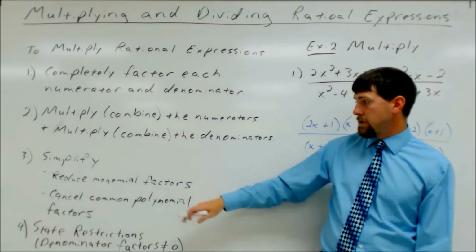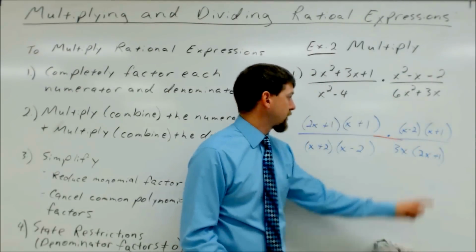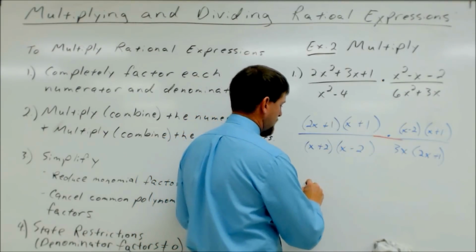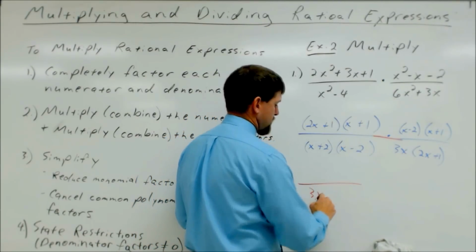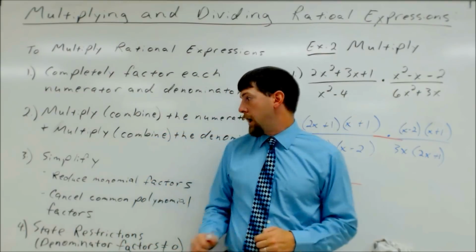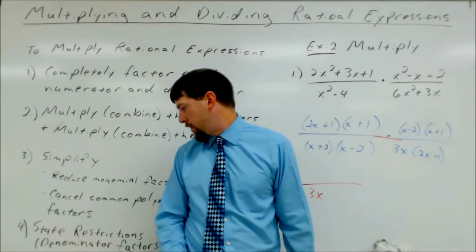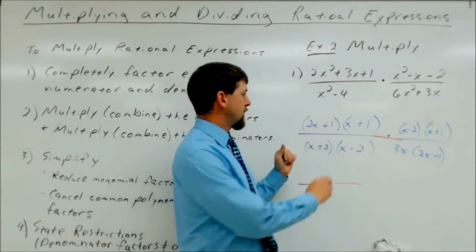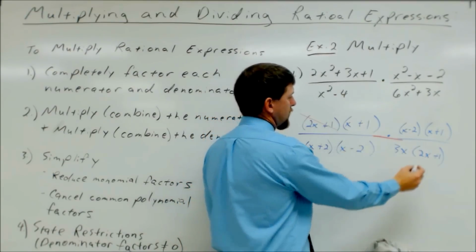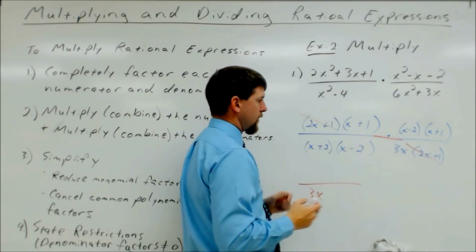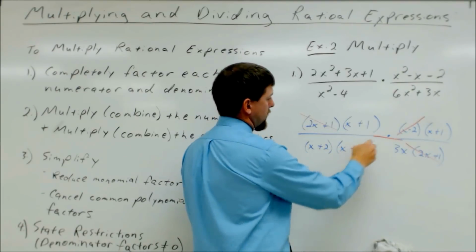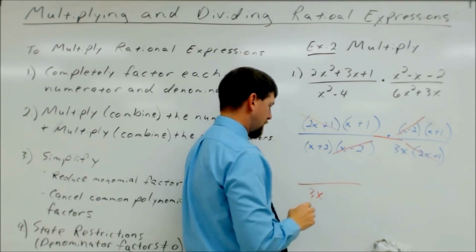Now it's the simplify step, which was reduce the monomial factors, which 3x was the only monomial factor we had. Okay, so there's 3x, it'll stay in the denominator. Then we're going to cancel any common polynomial factors. So what's in common? I've got a 2x plus 1 for the numerator and denominator, so it's out. I've got x minus 2 for the numerator and denominator, so it's out.